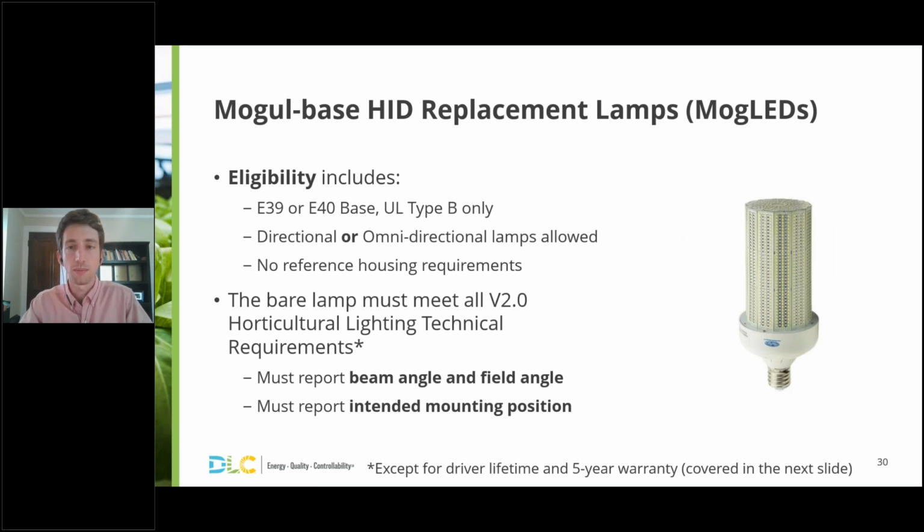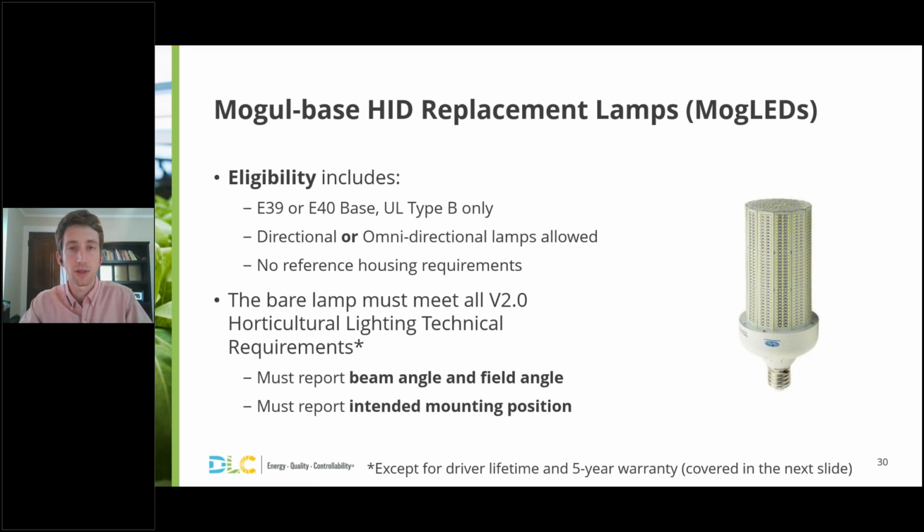For mogul-based HID replacement lamps, or MOG-LEDs, E39 and E40 bases are eligible, as well as UL type B lamps only, which are powered directly by line voltage and bypass any ballasts from the existing fixture. This is different than the linear fluorescent replacement lamps, where those types of products can be UL type A, B, C, or dual mode.